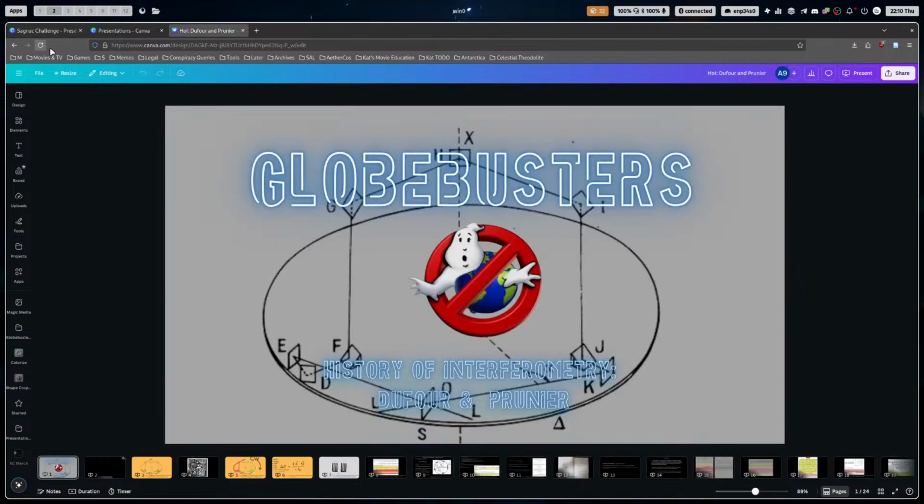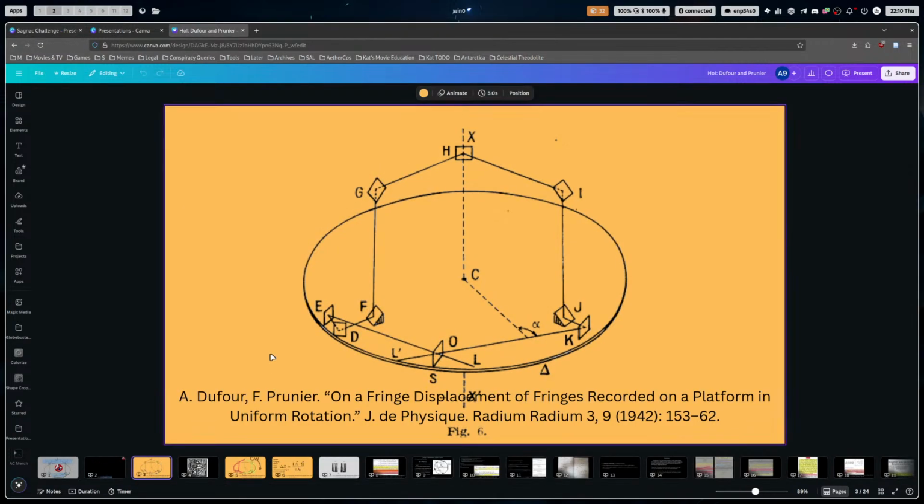Let me see if this is loaded up yet. There we go. Perfect. Okay, cool. So here's a little diagram of their apparatus. So we have the lab wall back here.